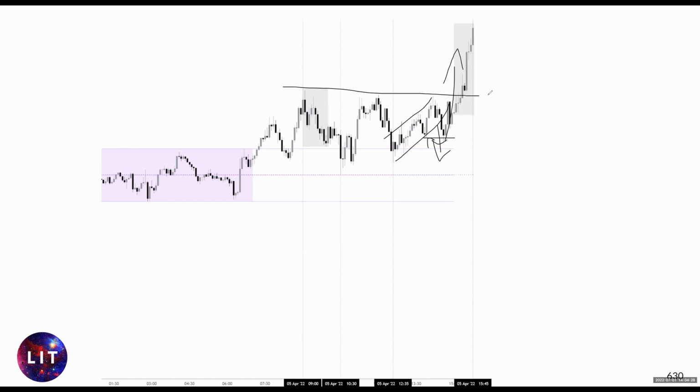Now they grabbed all the liquidity, right? And guess what? Now you will be asking, oh, what about Asia low? Blah, blah, blah. Guess what? First they're taking out this liquidity. They're showing you even how they did it.